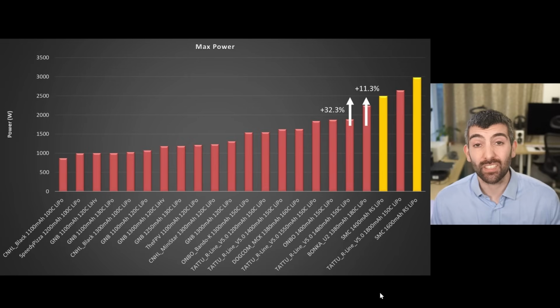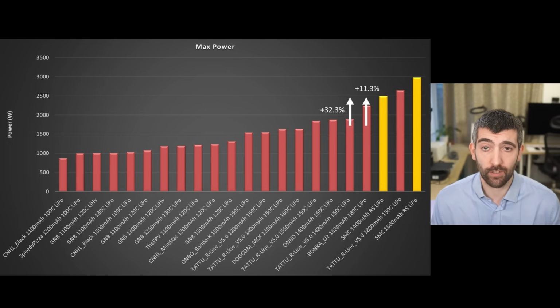As you would expect, such a high effective C rate has a profound effect on the maximum burst power that these packs are able to deliver. If we're looking at the SMC 1400, it delivers about 2.5 kilowatts under my burst test. And the only pack I've ever tested before that can beat that is the Tattoo R-Line V5 1800 milliamp hour, which weighs like 60 grams more or something mental like that. Nothing beats the SMC 1600. It's delivering close to 3 kilowatts.